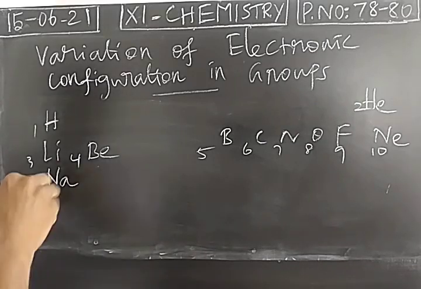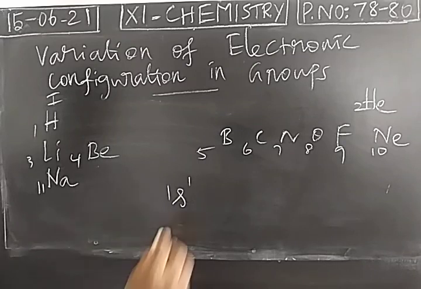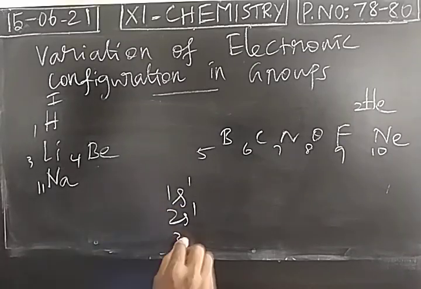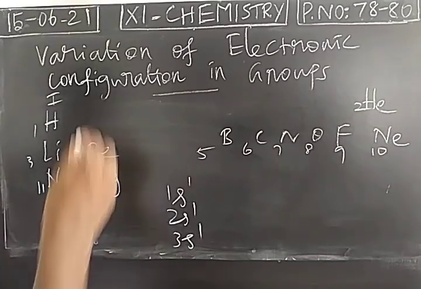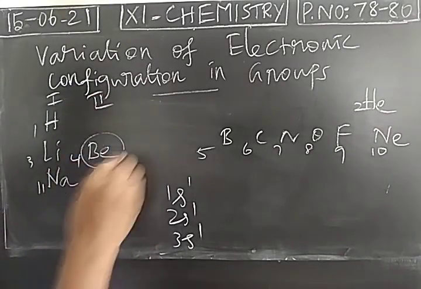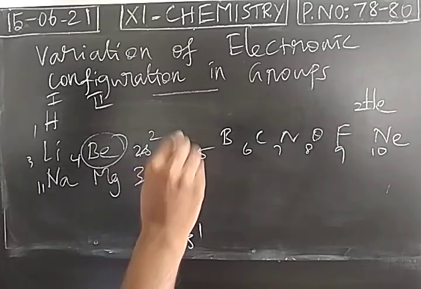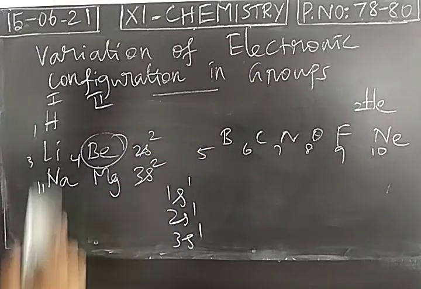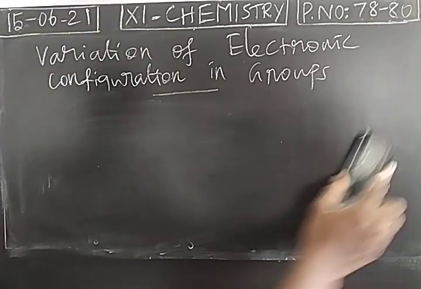The 11th element is placed in the first group, isn't it? Because all the elements have a similar outer electronic configuration. Hydrogen has outer electronic configuration 1s1, lithium 2s1, sodium 3s1. So like that we have to place them. And next, magnesium is placed in group number 2, because beryllium has outer electronic configuration 2s2, and magnesium 3s2.